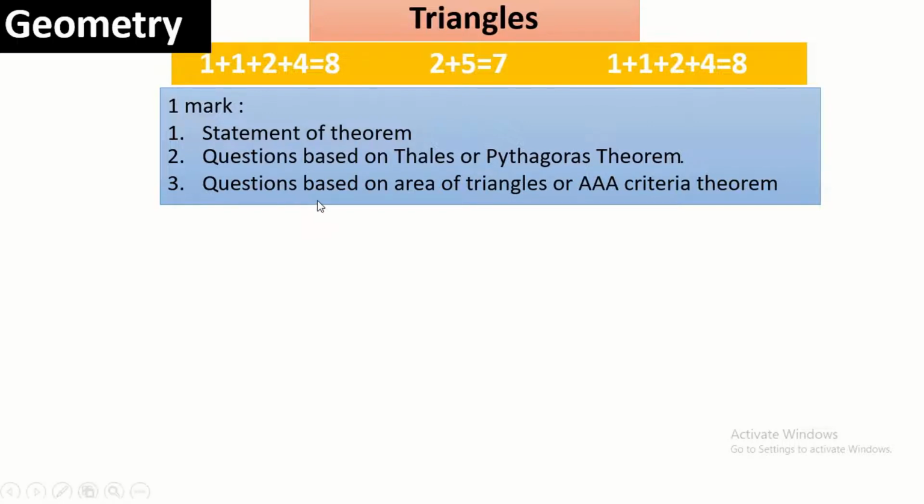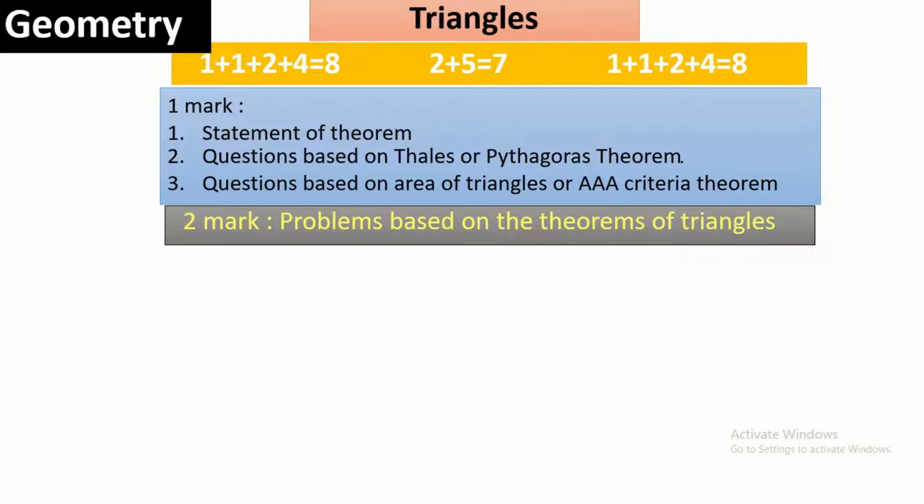And also the questions based on the area of the triangle or the AAA criteria. Here in the area of the triangle, they give the ratio of the two areas of the triangles, and ask to find out the ratio of the two corresponding sides. So this type of 1 mark questions may appear.